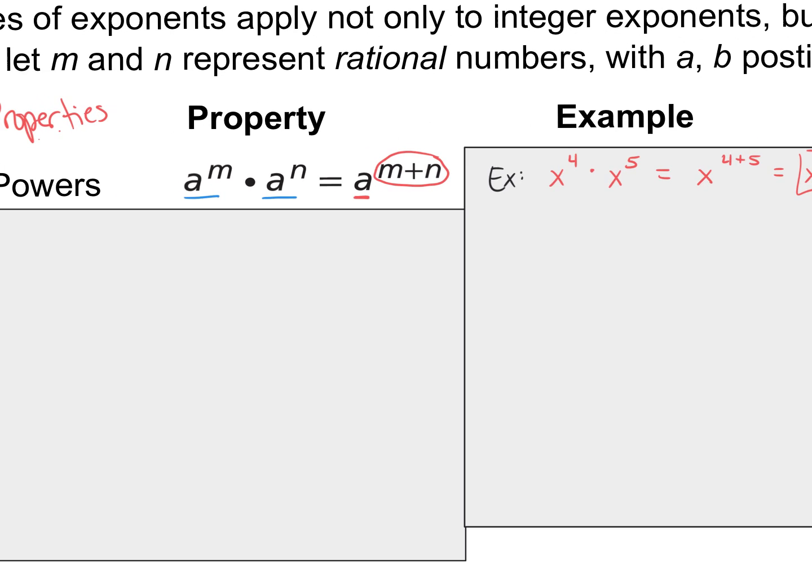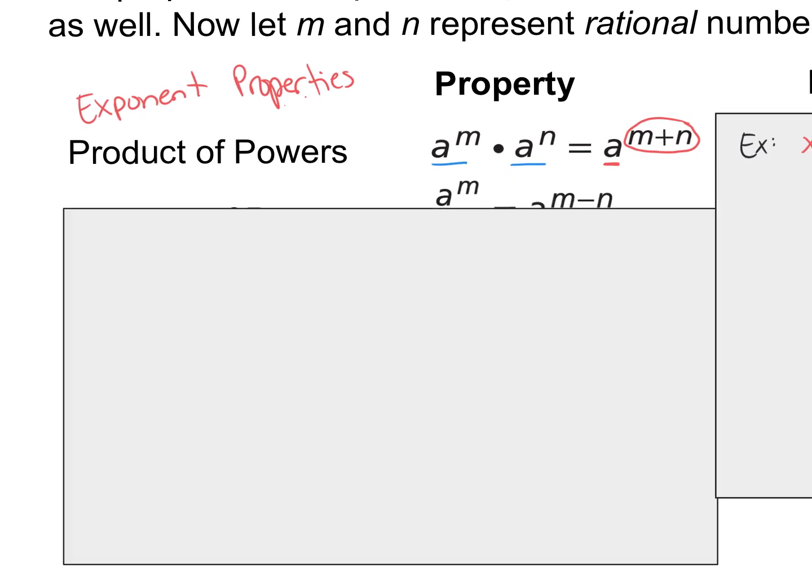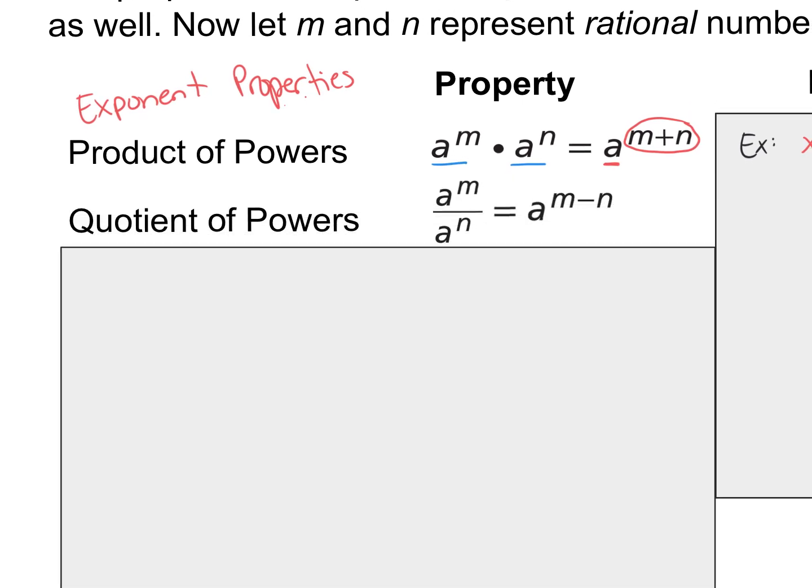Second property that we have is quotient of powers. Quotient of powers. What does quotient mean? What operation's quotient? Division. Okay. Powers again means what? Powers means exponents. So, do you agree that right here we have a division problem? Yep, remember when we see fractions, we can think that's a division problem.